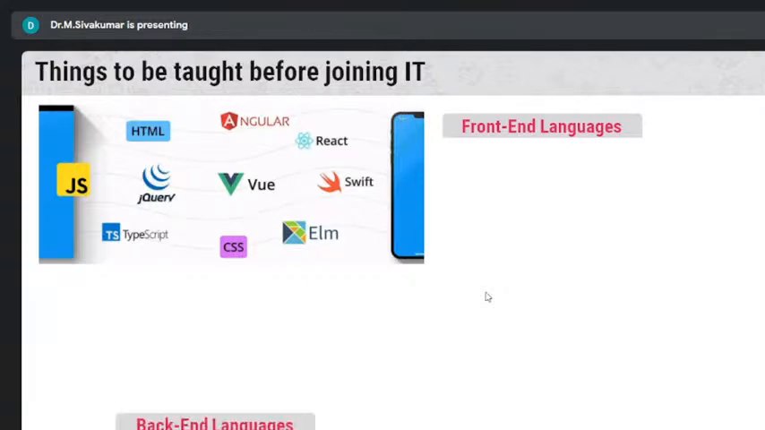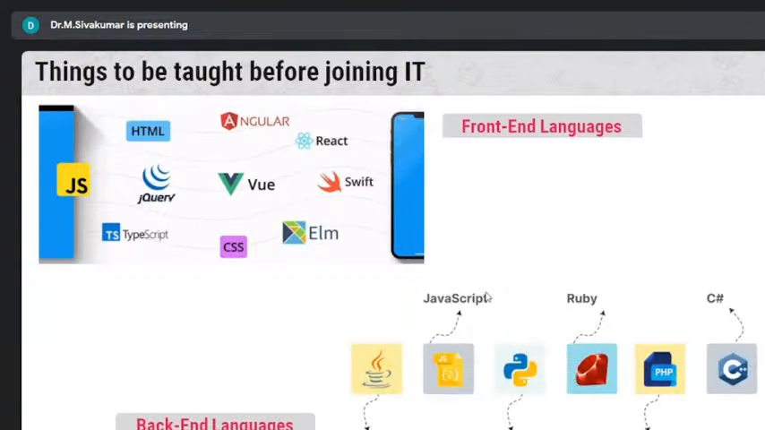And the second one is back-end languages. Back-end languages are very popular, because every student nowadays is going for API kind of coding. API in the sense that whoever is teaching web technology will be aware of the APIs.